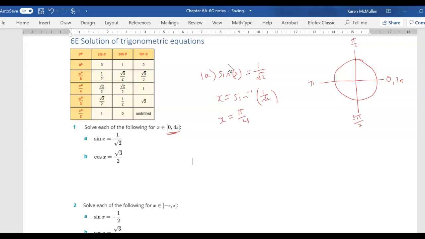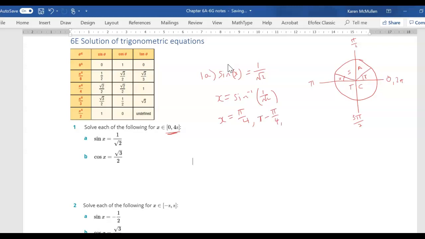Our first solution is here, pi on 4. So that's your x. Now, it is positive, we wanted positive 1 over root 2, so we're only looking at quadrants where sine is positive. Remember, we've got A, S, T, C: all are positive, only sine is positive, only tan is positive, and only cos is positive. So our second quadrant is going to be our next solution, because that's where sine is positive. So that solution is pi minus pi on 4.